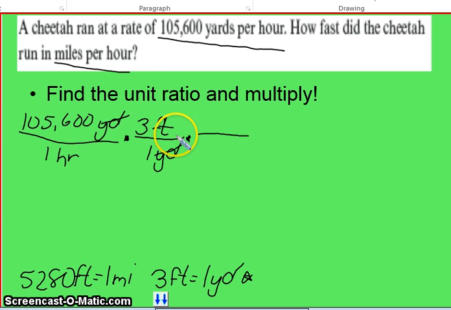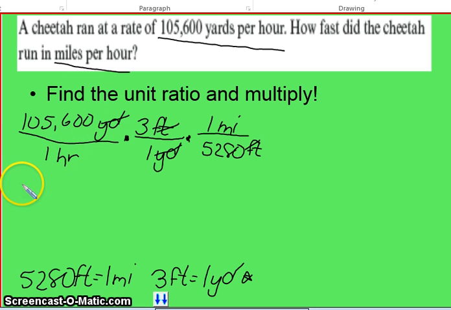Feet is what I'm trying to get rid of. I'm trying to go to miles per hour. So I'm going to put feet on bottom. There are 5,280 feet in 1 mile. So down here I'm going to write 5,280 feet. And in the numerator, I want the equivalent number of miles, and 5,280 feet is 1 mile. Alright, now feet divided by feet cancels out our units, so those go away. And the units we're left with are miles over hours, or miles per hour.